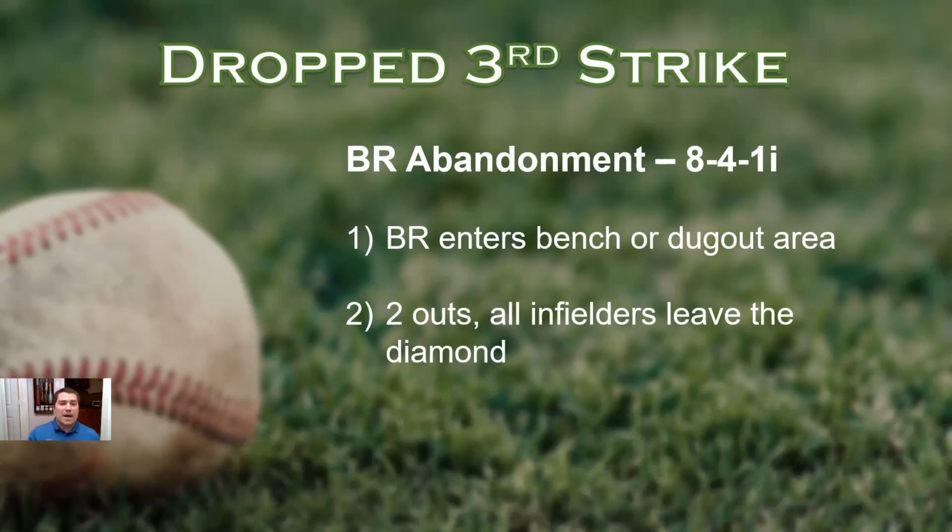So again, remember, batter runner abandonment. The batter runner on a drop third strike has all the way till he reaches the bench or dugout area, unless there's 2 outs. Then it's the bench or dugout area or all the players leaving the infield. So I bet you didn't know that one.